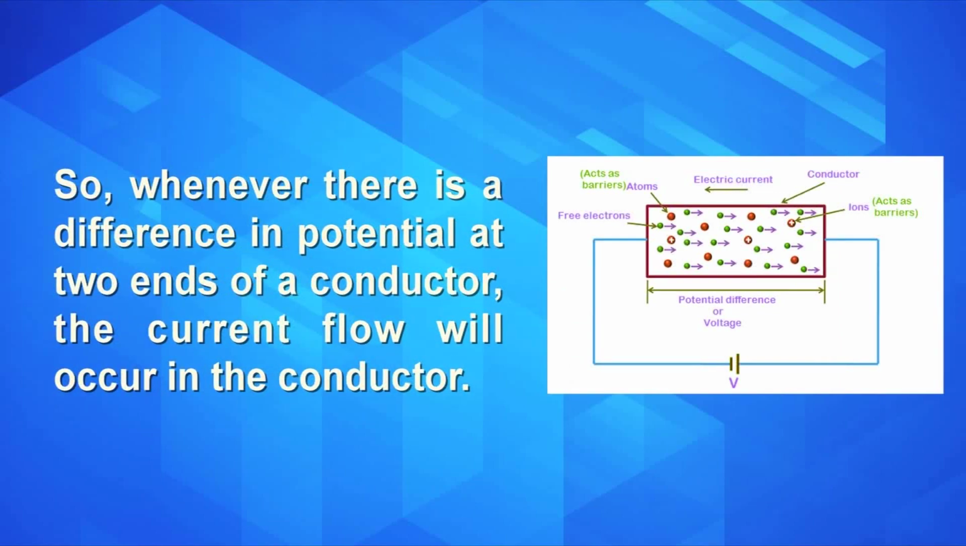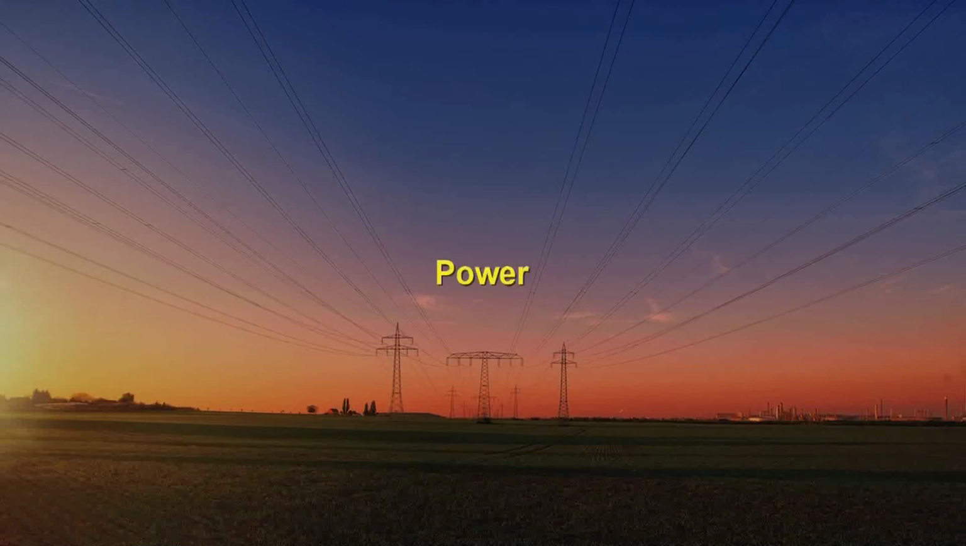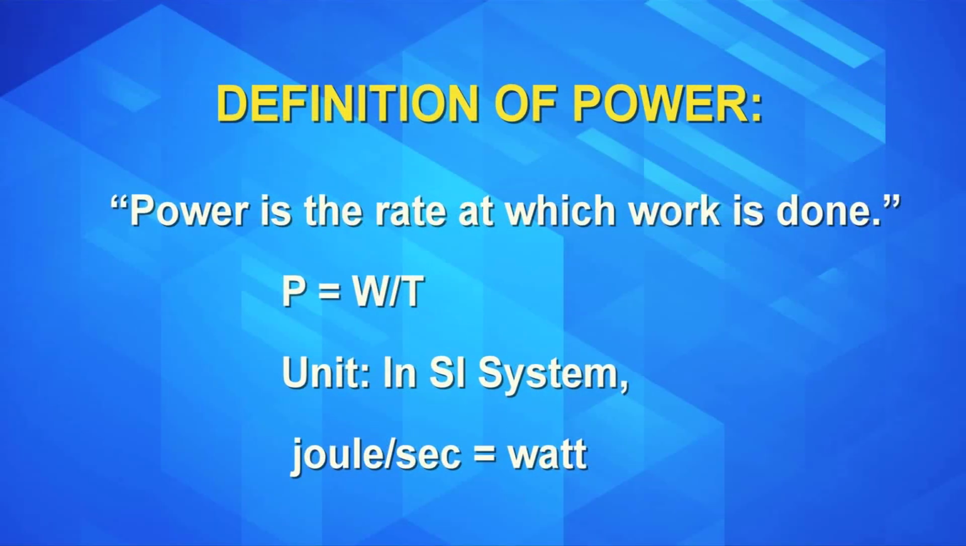So, whenever there is a difference in potential at two ends of a conductor, the electric current flow will occur in the conductor. As the unit of potential is volt, so the unit of potential difference or voltage will also be the same, that is volt. Both electric potential and voltage are fundamental concepts in electrical circuits and determine the behavior of electric charges. Power. Generally, the rate at which work is done is known as power. It can also be defined as the work done per unit time.